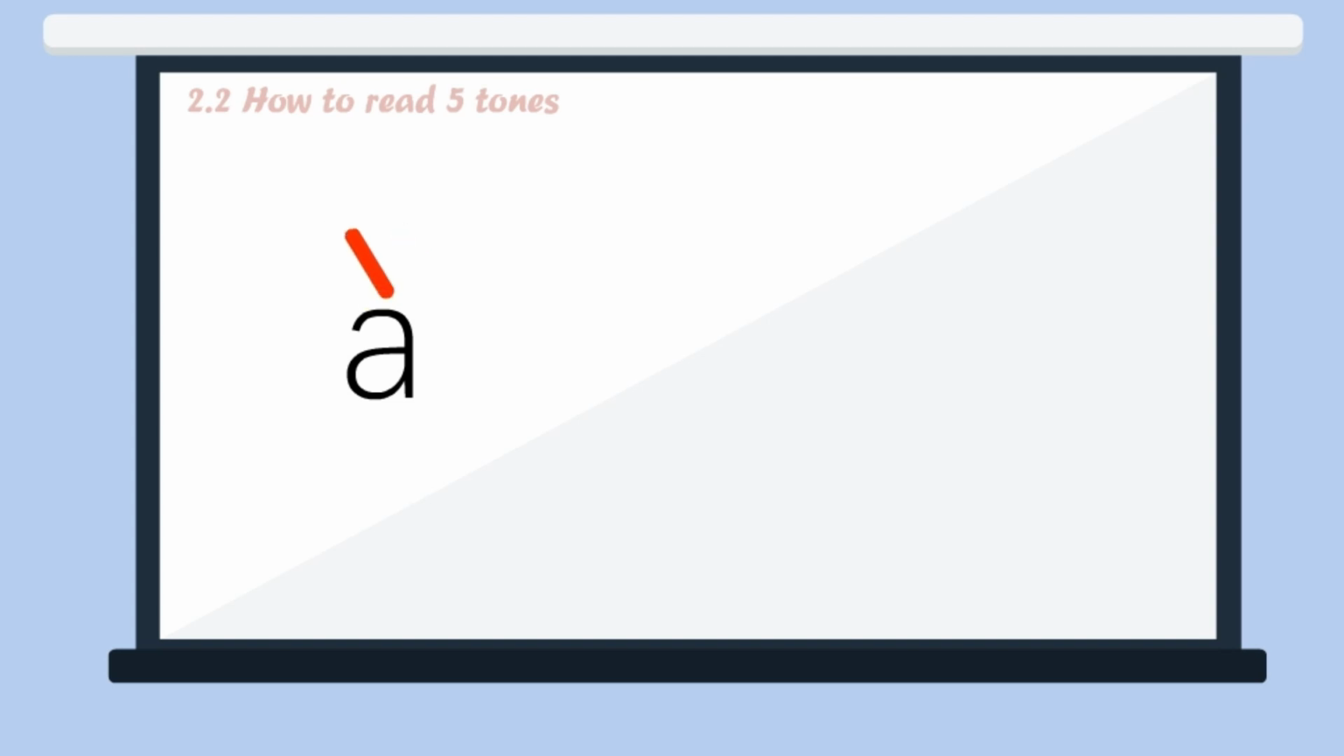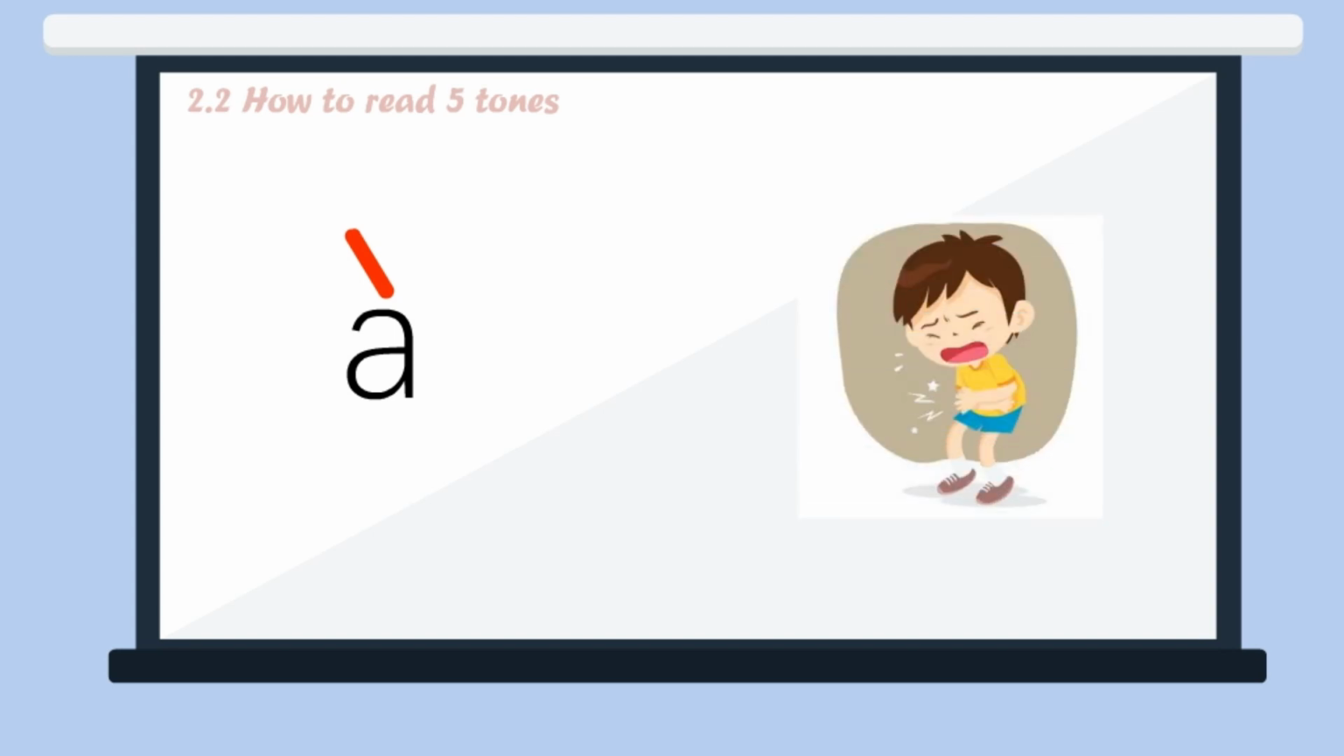Fourth tone. The fourth tone is a falling tone. I'd like to call it a painful tone. When someone suddenly beats you hard, you will feel pain and say ah. It's like the fourth tone, the shortest tone. Please read after me. Ah, ah, ah.